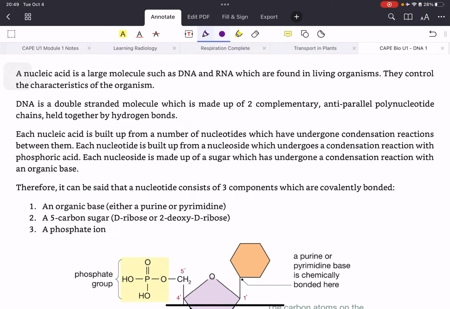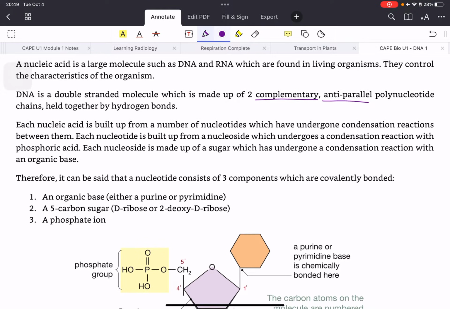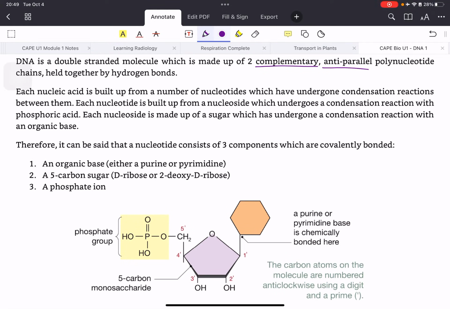So DNA is a double-stranded molecule. Now, everyone would have seen how a DNA molecule looks, whether you watch movies or you actually read about it. You know how it looks, right? It's actually made up of 2 complementary antiparallel polynucleotide chains, and they are held together by none other than hydrogen bonds. So we'll take a look at what each of these words actually mean, complementary and antiparallel. But first let me just take you through the structure one more time.